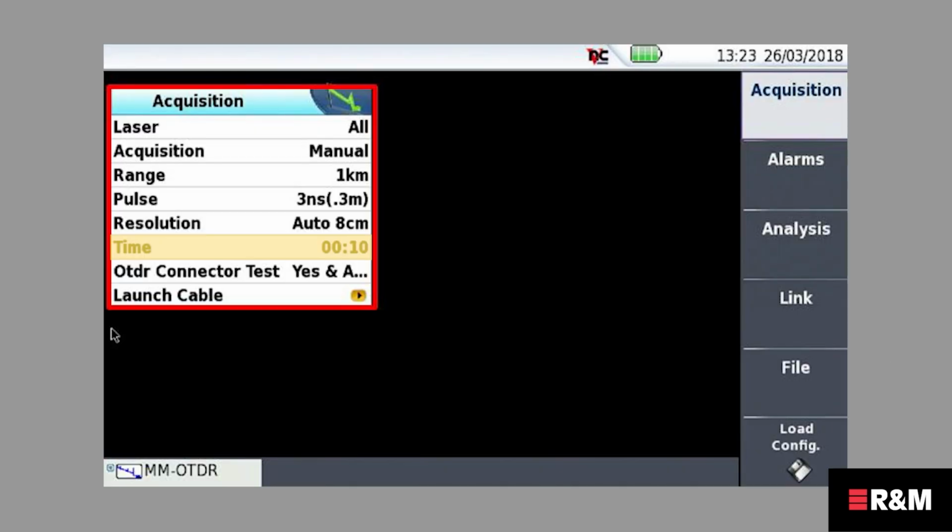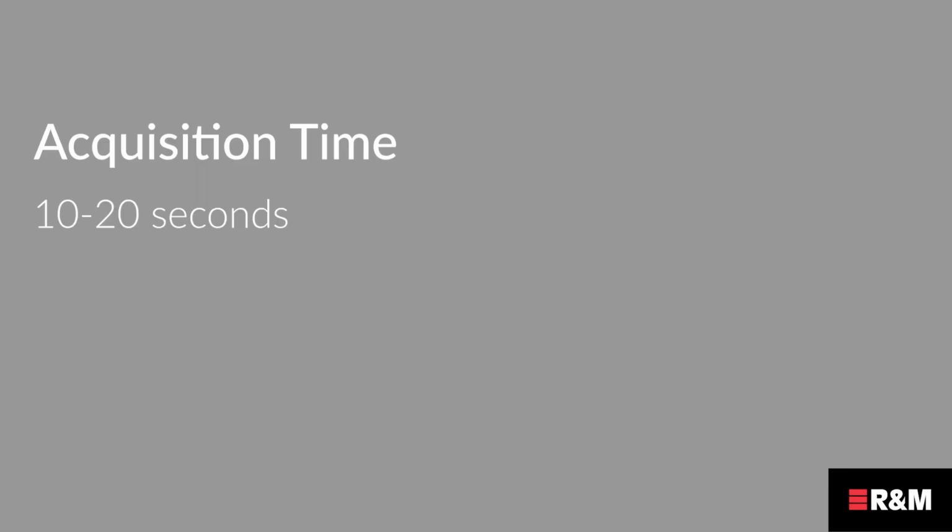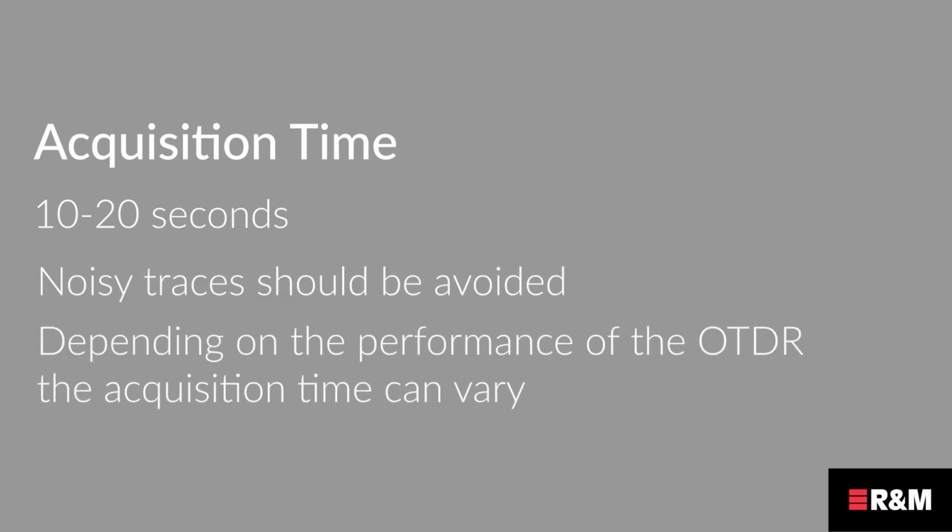Define the acquisition time. Depending on the OTDR, in general, 10 to 20 seconds per link are enough. There is no exact definition, but the time must be set in a way that the traces have long enough time to settle after an event and be clear and clean. Noisy traces should be avoided. Depending on the performance of the OTDR, the acquisition time can vary.